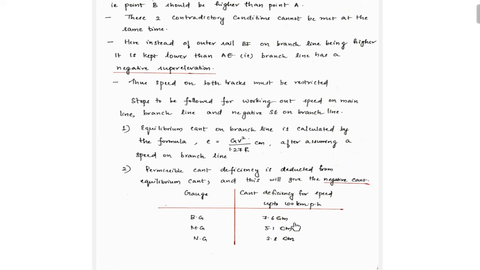For broad gauge it is 7.6 centimeter. For meter gauge it is 5.1. For narrow gauge it is 3.8. So when you deduct the cant deficiency from the equilibrium cant which you have calculated in step 1, you will be getting the negative cant. This negative cant is equal to the maximum super elevation permitted on the main track. That means once you deduct the cant deficiency from the equilibrium cant, you will be getting a negative cant value.